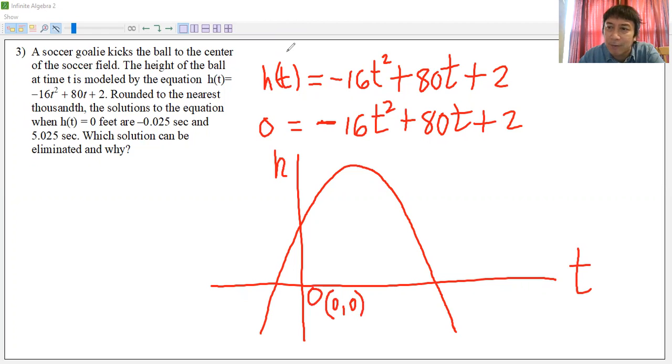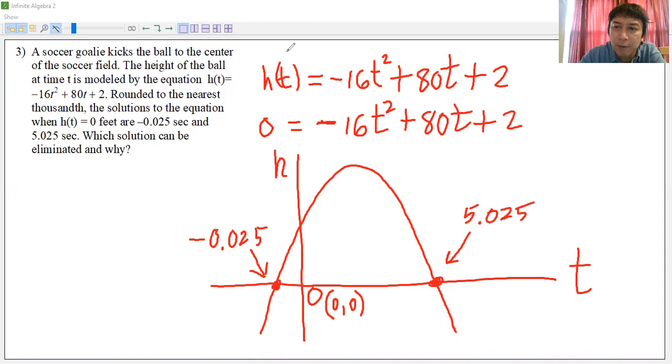Now the solutions are times. One is negative, that's negative 0.025, this point here. That's negative 0.025 seconds. Remember, we're talking about time here. The other one is somewhere here, and this is the 5.025 seconds there.